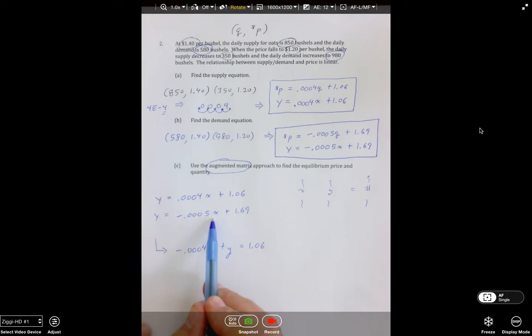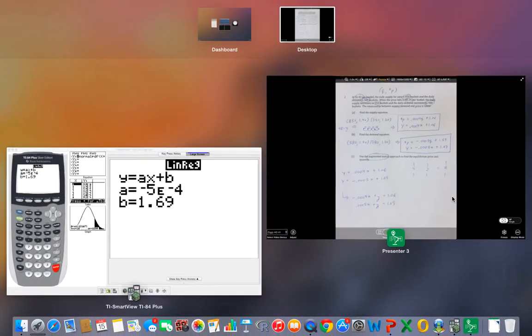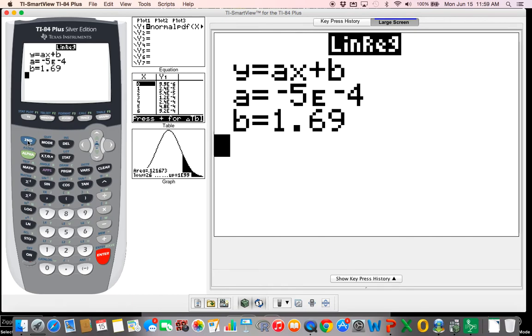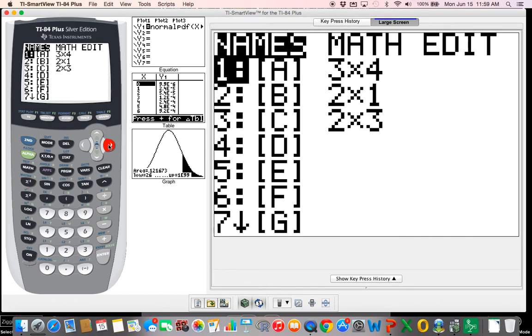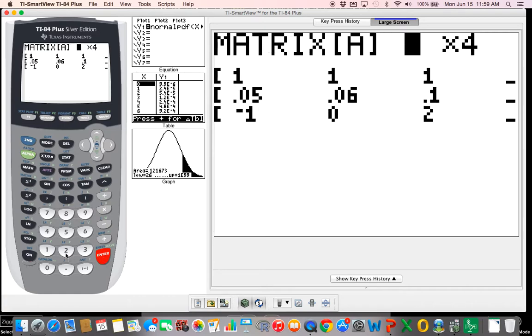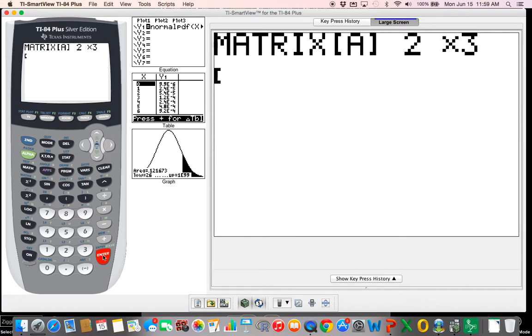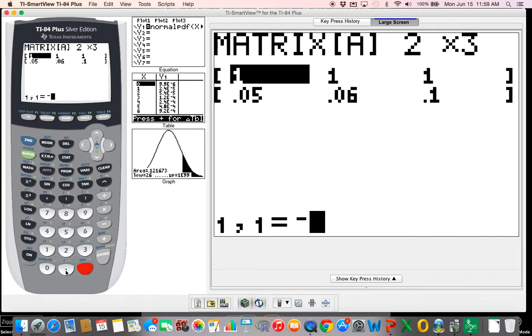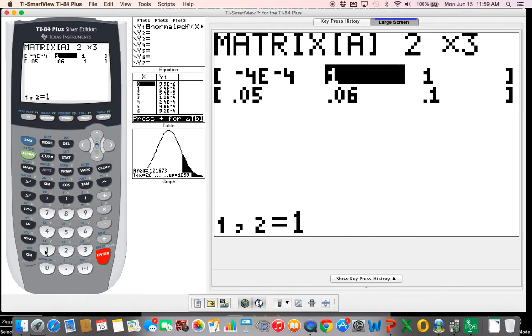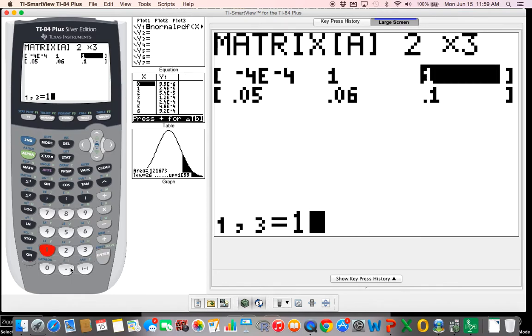Negative 0.0005x comes over. Now, I'm not even going to get into the augmented matrix here. I'm going to assume that you guys already know how to do that because this is about the 15th problem we've done here. But I'm going to demonstrate it, but I'm not going to write it out. So, going to matrix, I want to go over to edit. Looks like I'm going to need a 2 by 3. So I have negative 0.0004. Make sure you get the right number of zeros in there. 1. And 1.06.